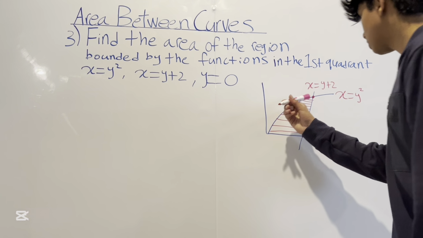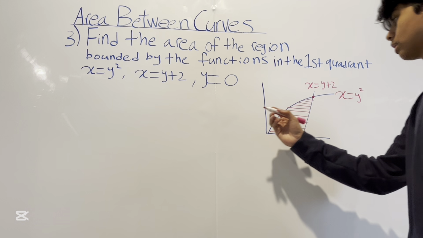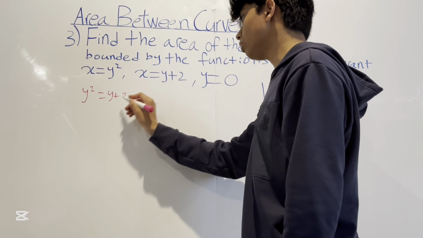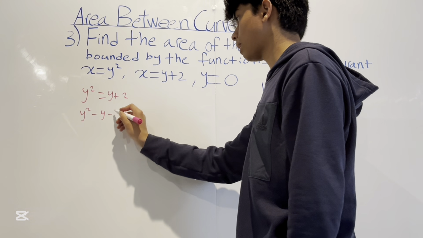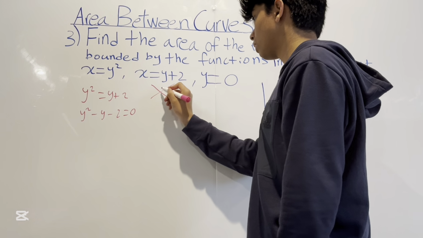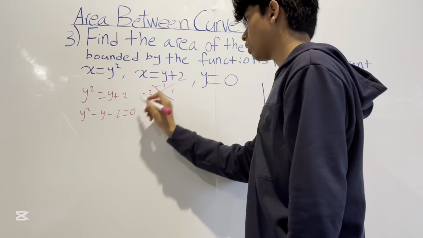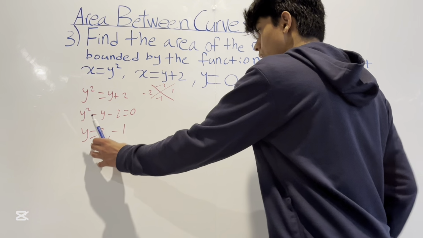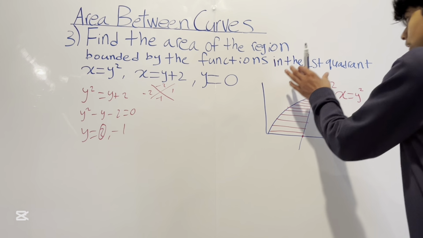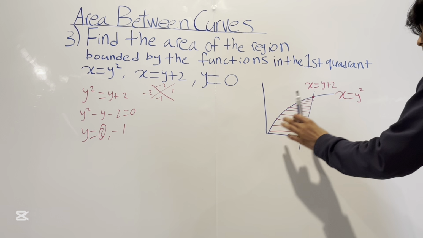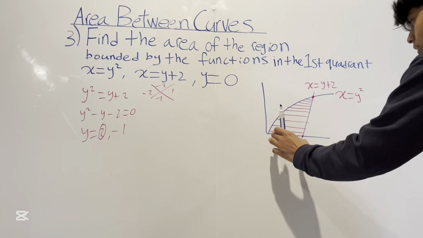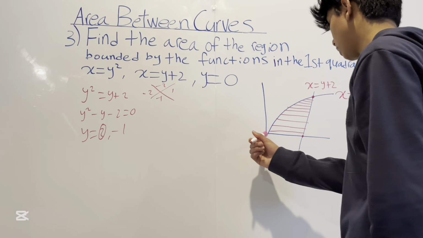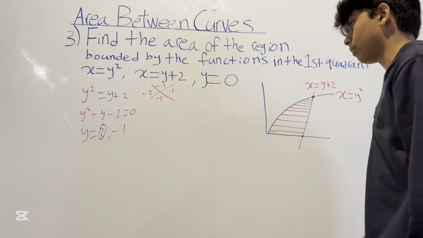So first we need to see what this point is though to see our second bound of integration. So we're going to set both of the functions equal to each other. Y squared equals y plus 2. Y squared minus y minus 2 is equal to 0. Negative 2, negative 1. So we have y equals 2 and negative 1. And we're only going to take 2 here and not negative 1 because they say in the first quadrant, and 2 is in the first quadrant, but negative 1 is not. Negative 1 is the intersection below the x-axis, but we're only going to take it above. So our second bound of integration is 2, and our first is 0.